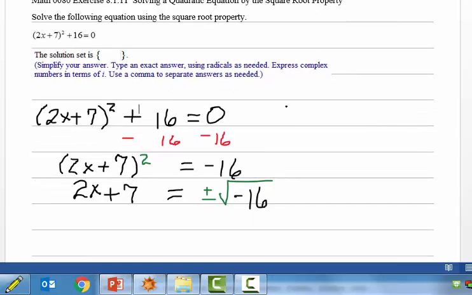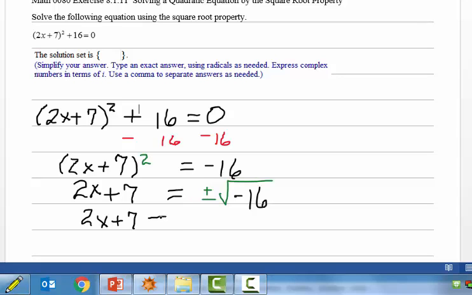And so notice that to simplify my answer, I'm to use radicals as needed, express complex numbers in terms of i, and to use a comma to separate answers as needed when I put my answers into the solution set. All right, well, first of all, I'm going to simplify this radical.